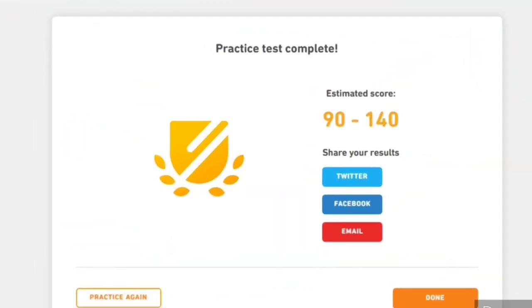So students, this was my estimated score in this exam, and a 90 to 140 score is between 6 to 7.5 or 8 bands. I will give you another video on the score, how you can calculate it. So this was my test. So my test has been completed.